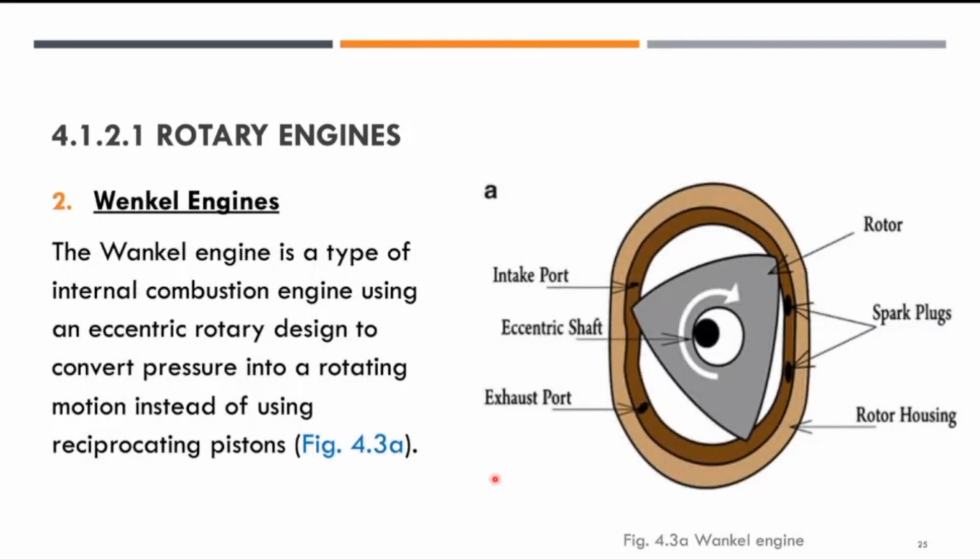The next one is the Wankel engine. What is a Wankel engine? The Wankel engine, a type of piston engine, is a type of internal combustion engine using an eccentric rotary design. So the rotor itself, when it rotates, is like this. It rotates inside the rotor housing. It is basically designed to convert pressure into rotating motion instead of using a reciprocating piston, as shown in this figure.